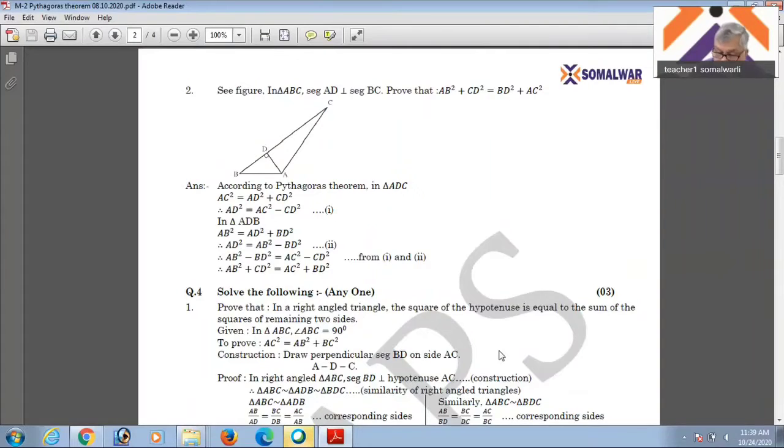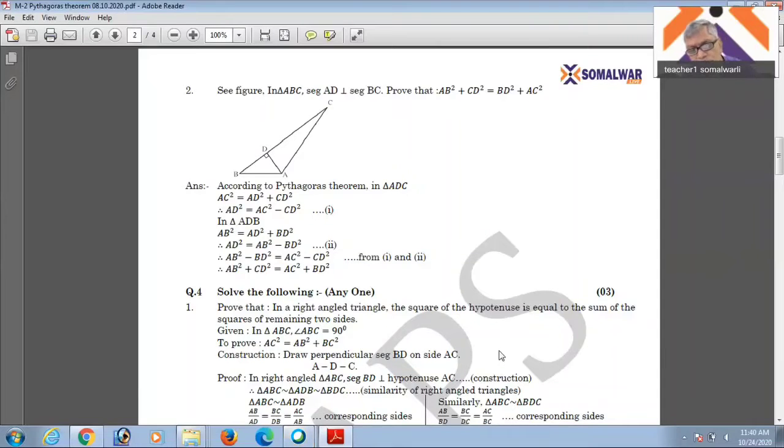Okay, then the second question is to see the figure. In the triangle ABC, AD is perpendicular to BC. Prove that AB square plus CD square is equal to BD square plus AC square. To find out this one, very easy sum.